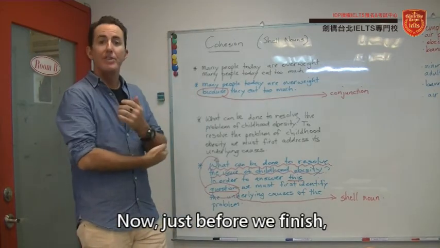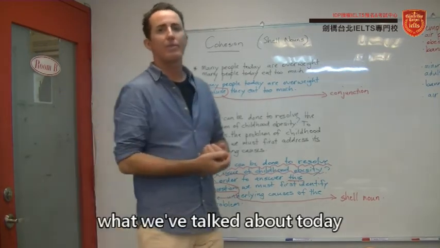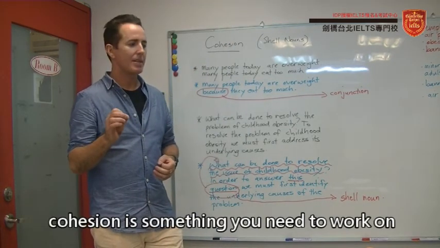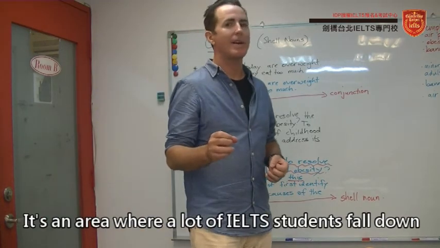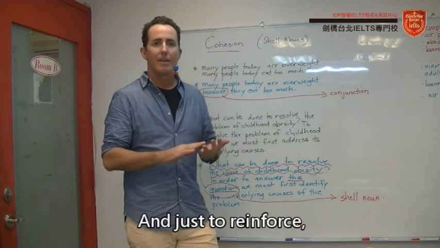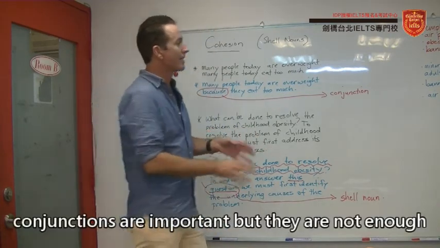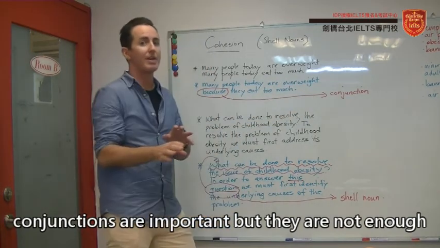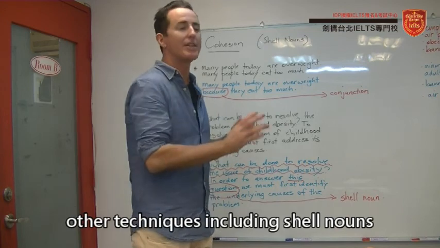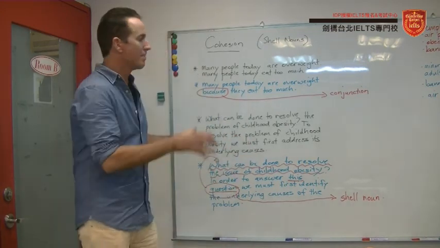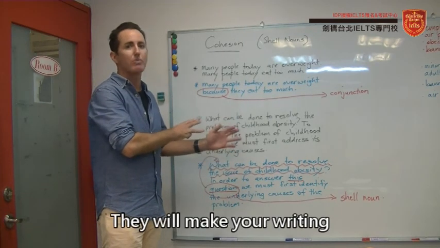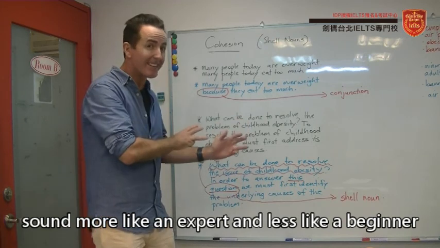Now, just before we finish, I'll just recap and summarise what we've talked about today. So what I've told you today is that cohesion is something that you need to work on. It's an area where a lot of IELTS students fall down and get lower marks. And just to reinforce that conjunctions are important and you should learn about them, but they're not enough. You also need to learn other techniques, including shell nouns. Okay? So practice your shell nouns, use them, love them. They will help you. They'll make your writing sound more like an expert, less like a beginner.